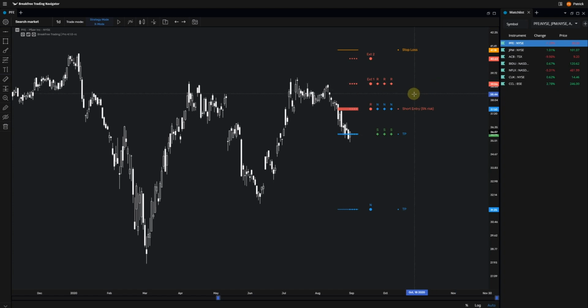This trade already played out once, so if you were able to set this up when it first came out, you most likely already hit TP1 and TP2. So now we're just waiting for the price to go up again into a short entry. From there we can take shorts again.